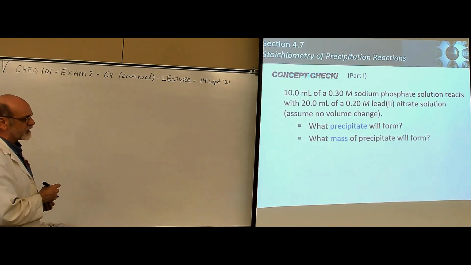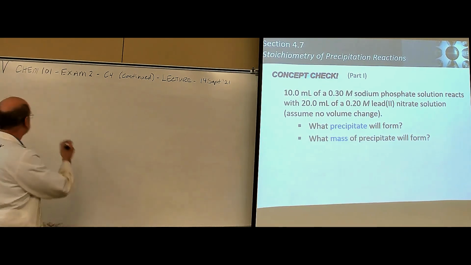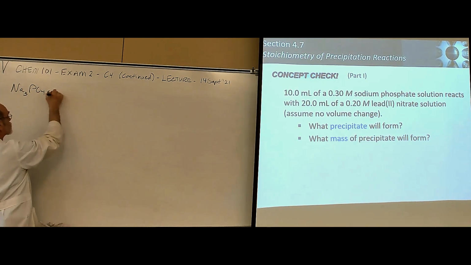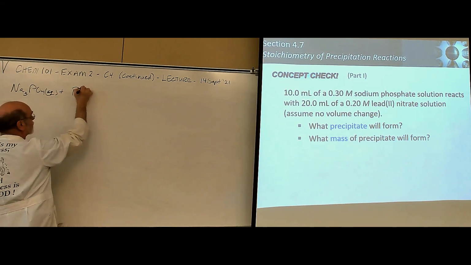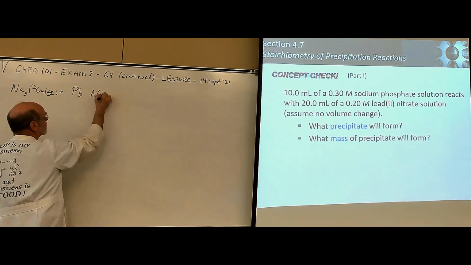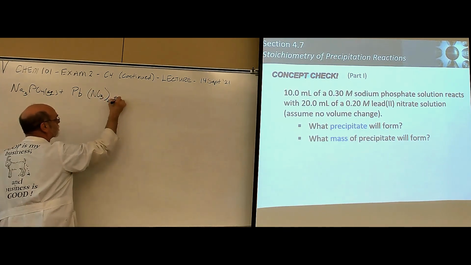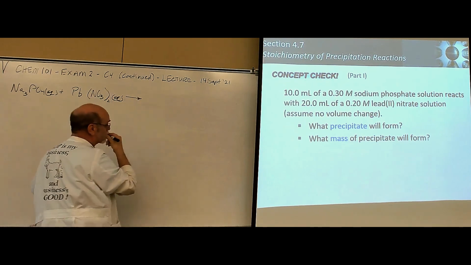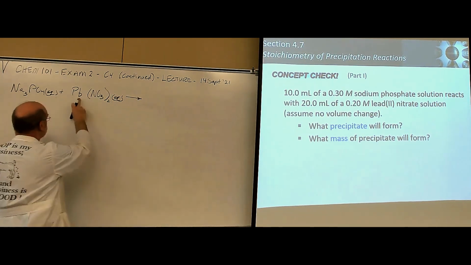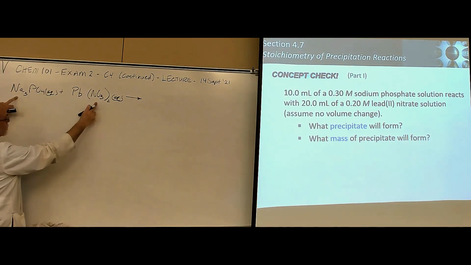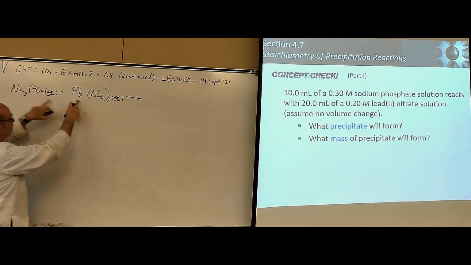So we've got sodium phosphate, that's aqueous, and lead 2 nitrate. That's a 2 plus, this is a 1 minus. That yields what? Free ions, free ions, free ions, free ions. This one reacts with that one. This one reacts with that one.